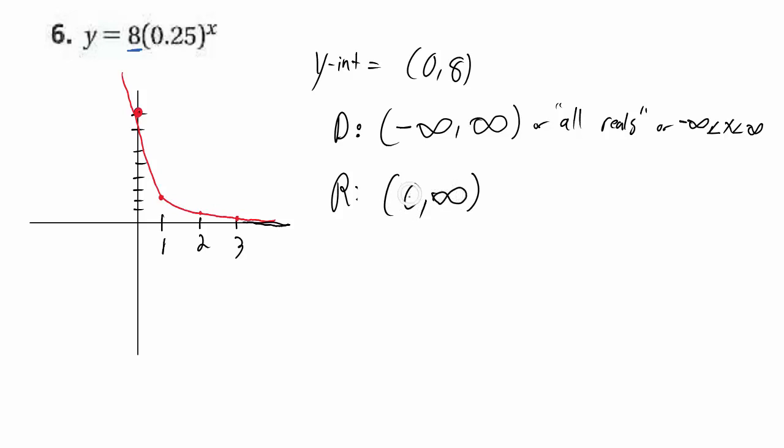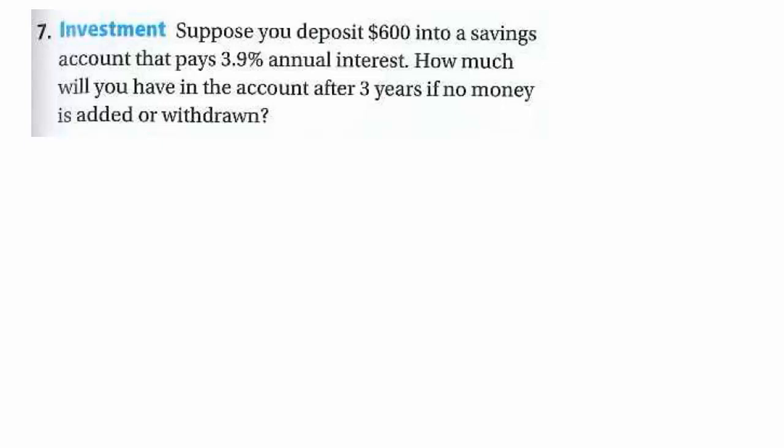We don't write infinity to 0 because we like to put a small number first, the minimum number, and then what you could think of as the maximum number. So that's how to graph and identify the domain and range. Now we're getting to the actual applications of these.